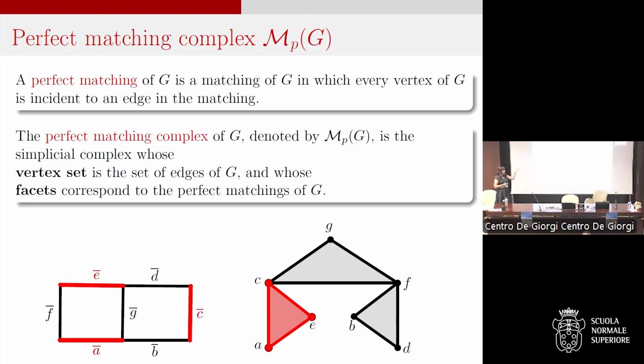And what is the perfect matching complex? It's denoted by a slightly different notation. Again, its set of vertices is the set of edges of G, and facets correspond to perfect matchings of G. I guess you remember the picture we started with when we talked about matching complexes. Now I have just facets based on perfect matchings. So these three give this triangle, and we miss those edges. See? So it is definitely a subcomplex of the matching complex.